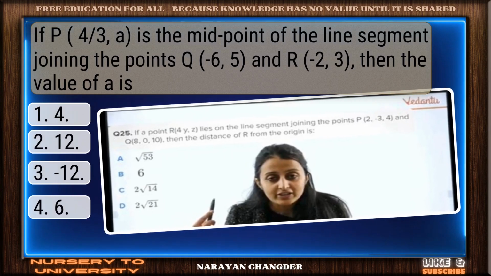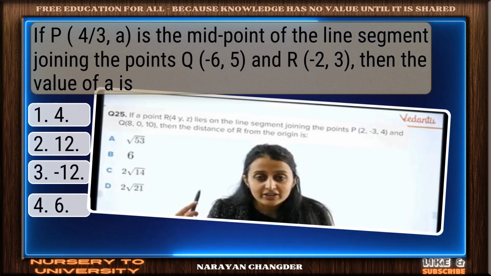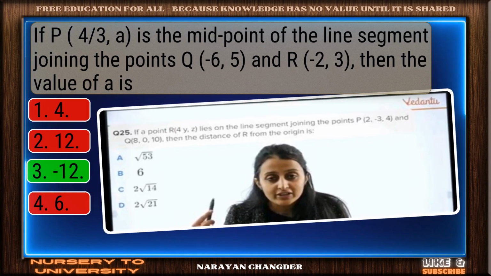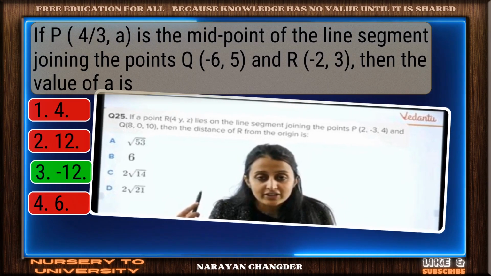Question number 29. If P is the midpoint of the line segment joining the points Q and R, then the value of is. You chose 12, and it is correct.